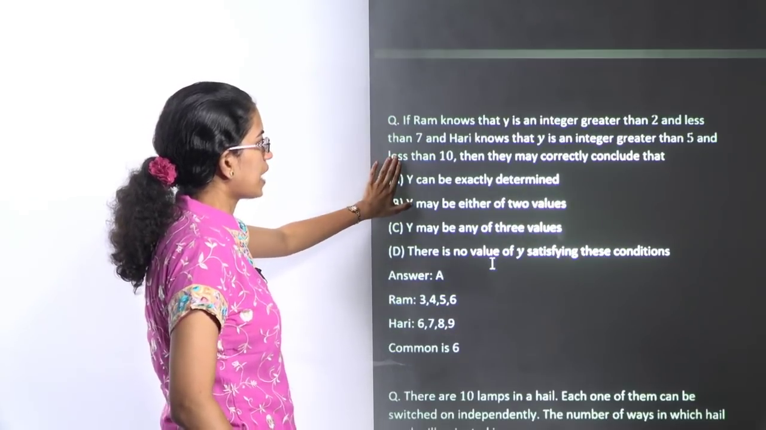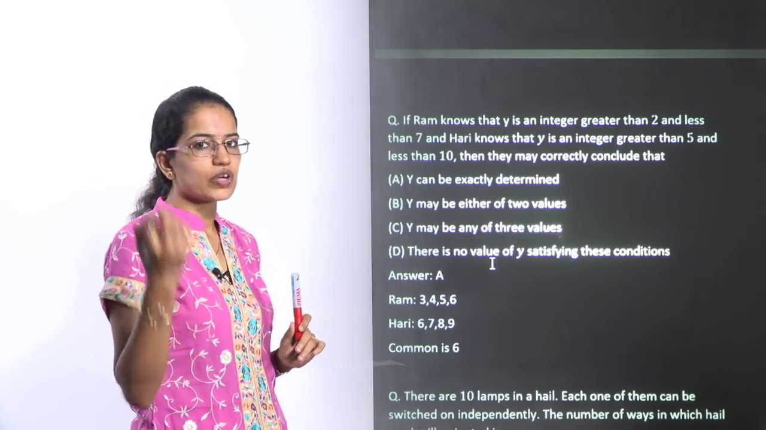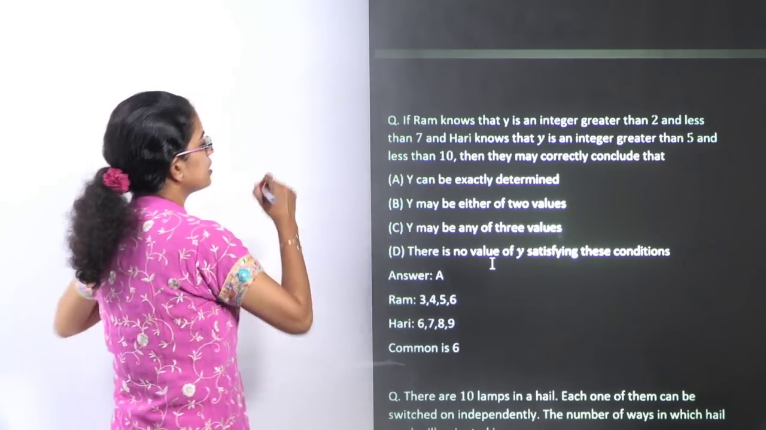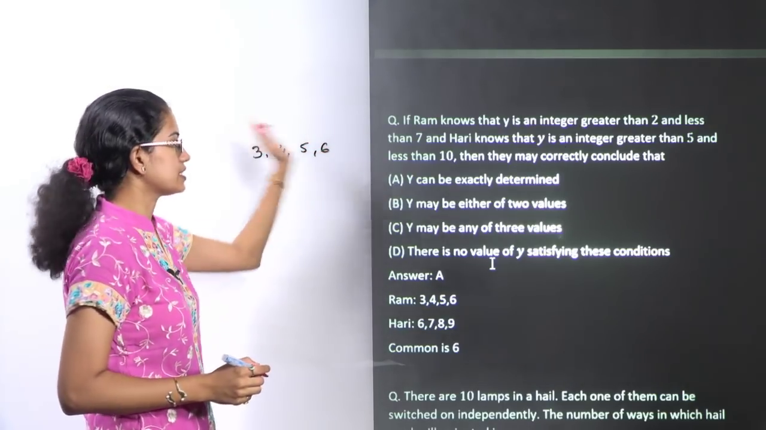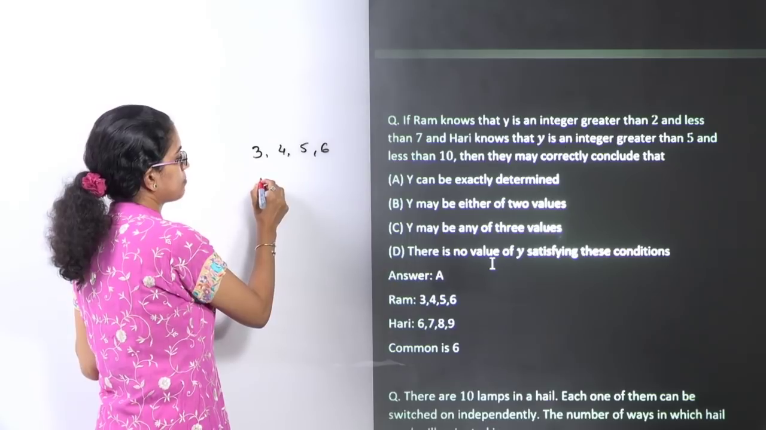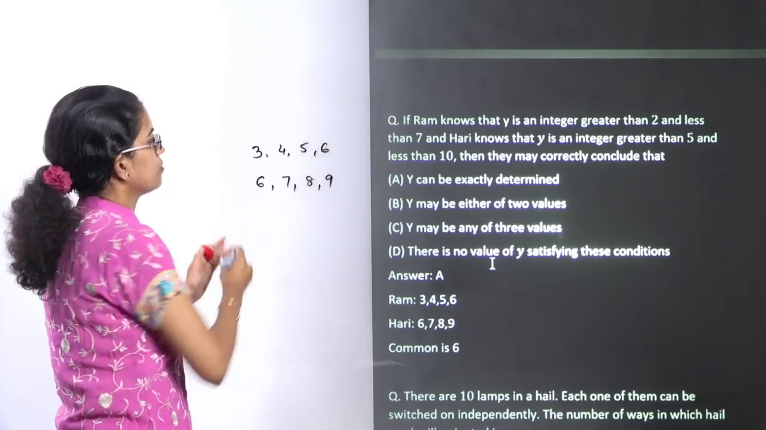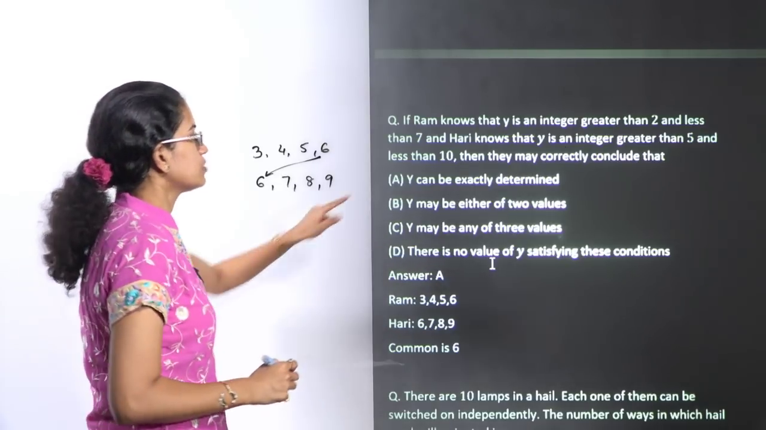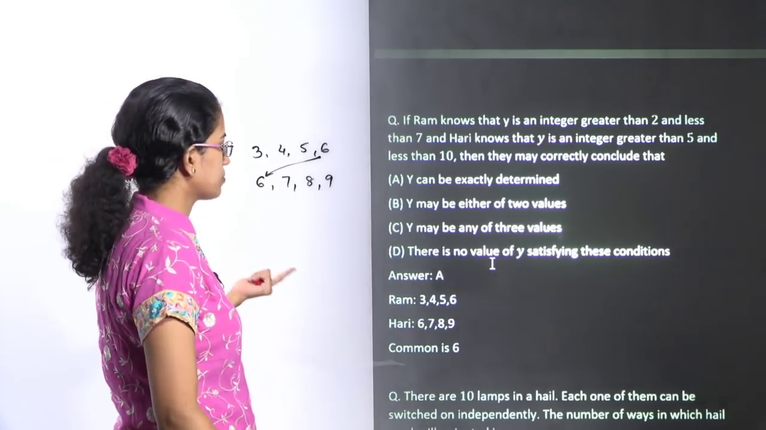The next is, if Ram knows y is an integer greater than 2, now this is a very simple logic problem, only the thing is this is a word problem and hence you might be confused here. Ram knows y is an integer greater than 2 less than 7. So that means it can be 3, 4, 5 or 6. Hari knows y is an integer which is greater than 5 less than 10. So that means it could be 6, 7, 8 or 9. Now what is common in these values is 6. That means I can determine y exactly from these two statements which Hari and Ram are saying. So A would be the correct answer.